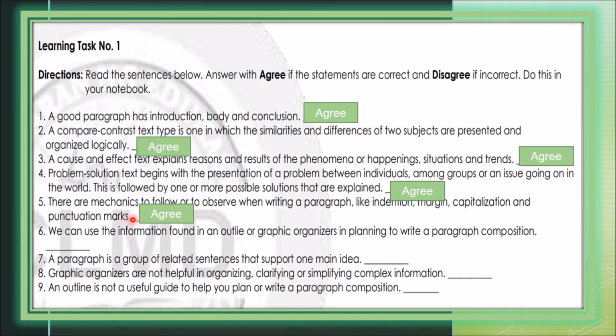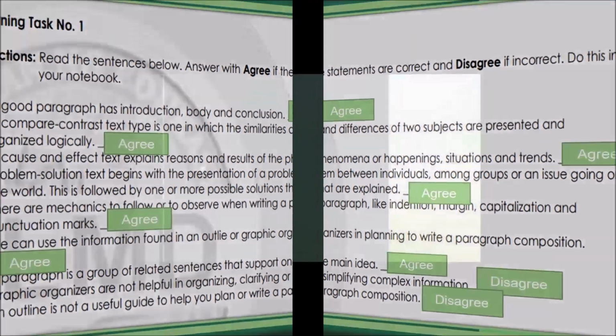Yes, it's agree. And number 6, what is your answer? Good. Number 7, yes, agree. And number 8 and 9, okay, disagree, and another disagree for 9. Okay, so these are the correct answers for task number 1. Okay, next.